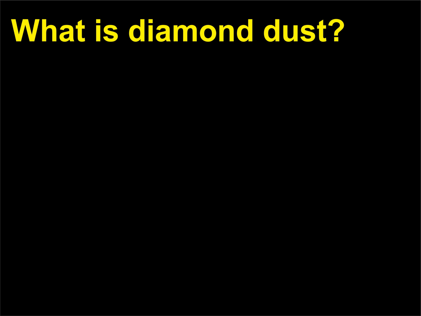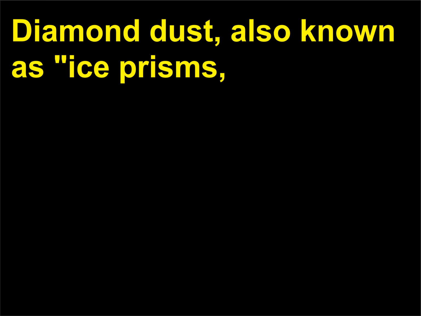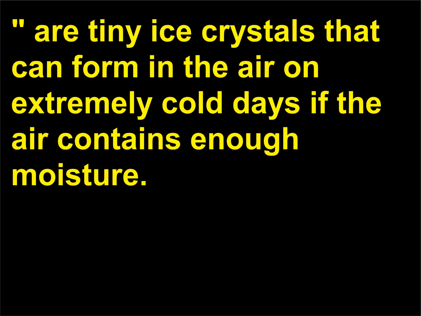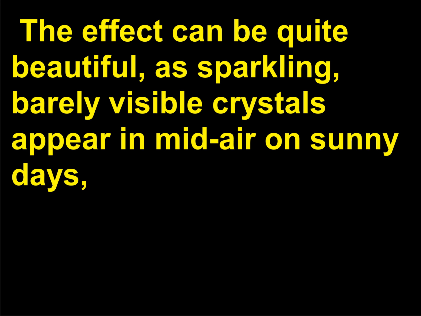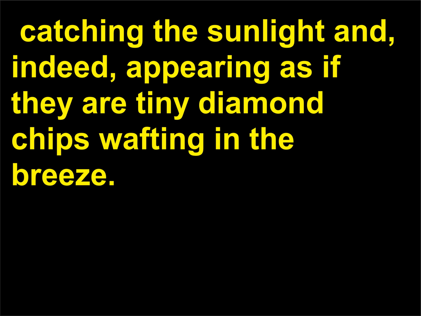What is diamond dust? Diamond dust, also known as ice prisms, are tiny ice crystals that can form in the air on extremely cold days if the air contains enough moisture. The effect can be quite beautiful, as sparkling, barely visible crystals appear in mid-air on sunny days, catching the sunlight and, indeed, appearing as if they are tiny diamond chips wafting in the breeze.